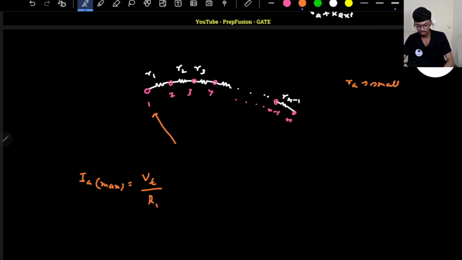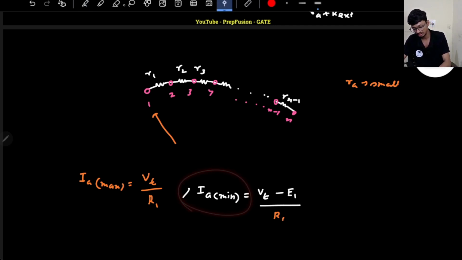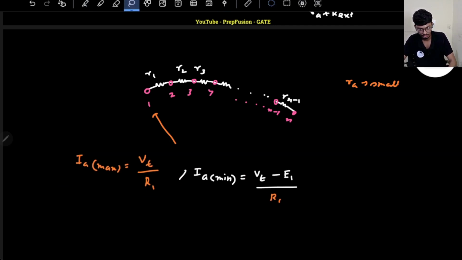What will be the minimum value? Initially there will be some current and some torque generated, the motor will rotate, so speed will increase, and the back EMF will increase. So I can say IA minimum equals Vt minus whatever the back EMF has increased to in position 1, E1, which is the maximum value it will reach, divided by R1. So this is the minimum value of IA, because we want to limit our IA current as well, it should not go below a certain level.